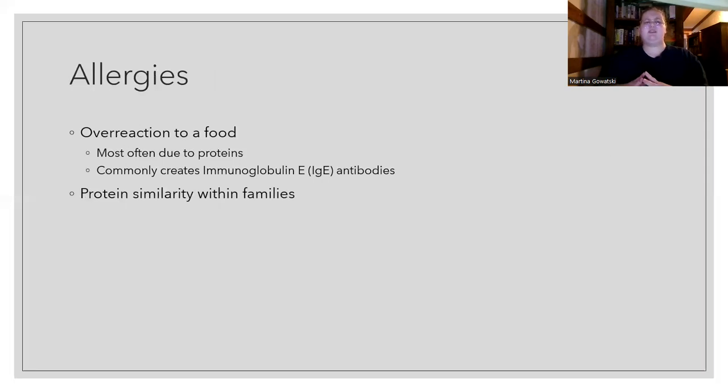Now that you have some basic understanding of plant families, let's talk about how they relate to allergies. Allergies are overreactions to a food. Most commonly, allergies are due to proteins. The most common form of an allergic reaction is the creation of excess immunoglobulin E, or IgE antibodies, in reaction to proteins. Plant families often have protein similarity, which can increase the chance of an allergic reaction.